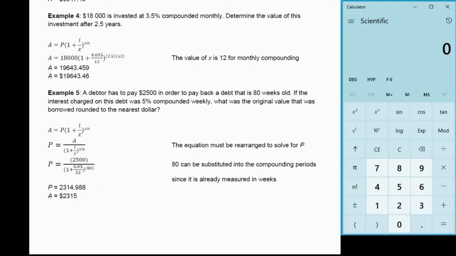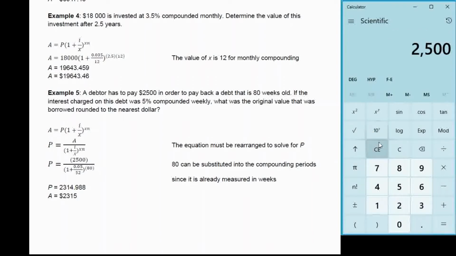It says that the debtor has to pay $2,500 in order to pay back a debt that's 80 weeks old. So it was $2,500. We don't know what the principal was. We have to find out how much he originally loaned. So I have to divide that by (1 plus 0.05 divided by 52) to the power of 80.